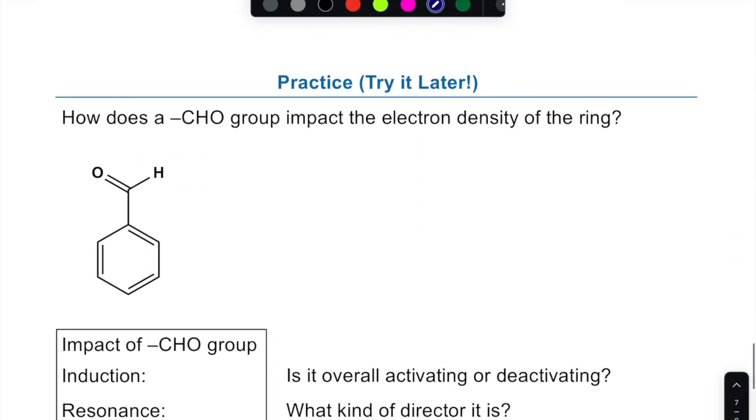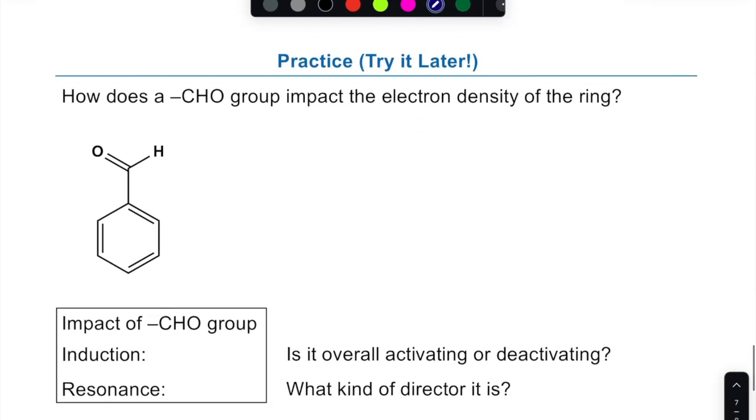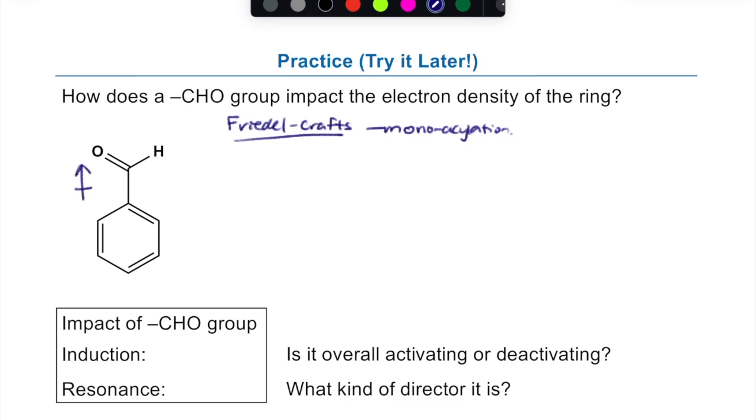All right, second to last, try it later. How does an acyl group compare? And so this is directly relevant to the Friedel-Crafts acylation and why, if you want only mono substitution on your ring rather than a poly acylation or alkylation, you would want to use Friedel-Crafts, because you would only get mono acylation. And that's because this group is electron withdrawing, and so induction is bad.